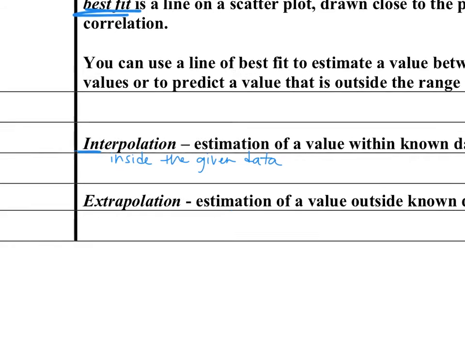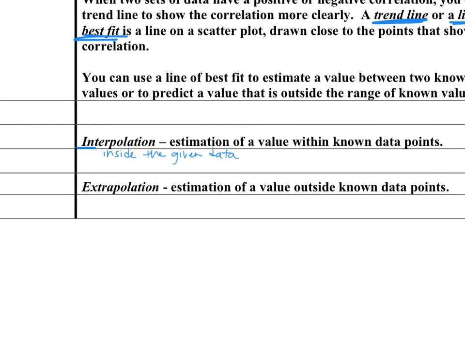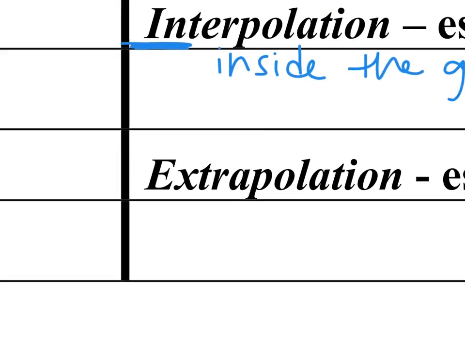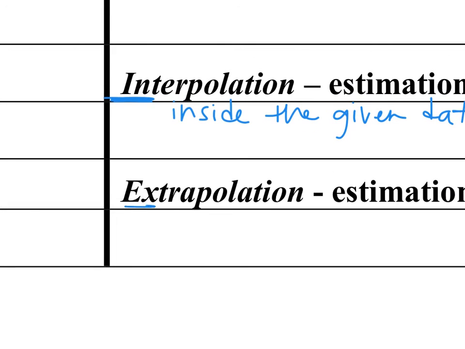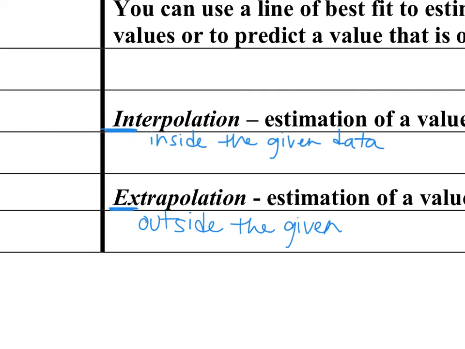Extrapolation would be the estimation of a value outside the known data points. Like if you say the interior of a house, it's the inside. If you say the exterior of the house, it's the outside. So if you know in and x and what those two parts of speech mean, then you'll be in good shape.